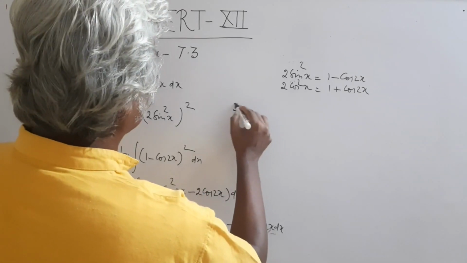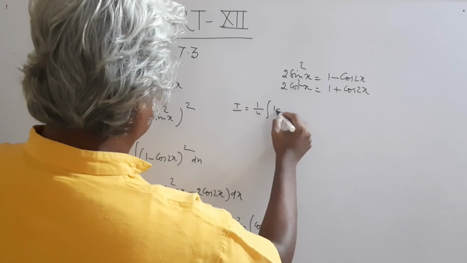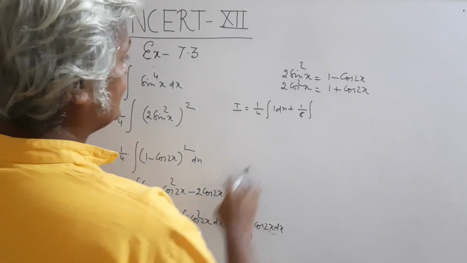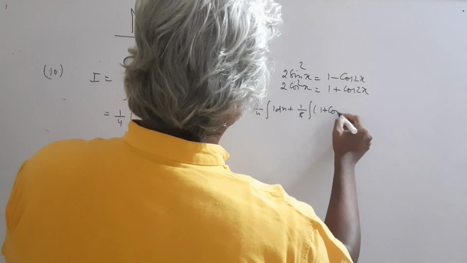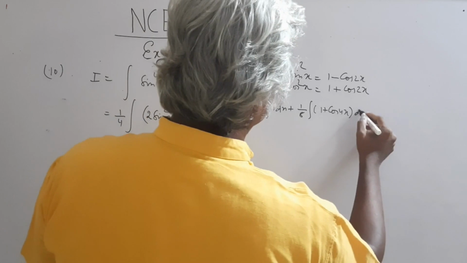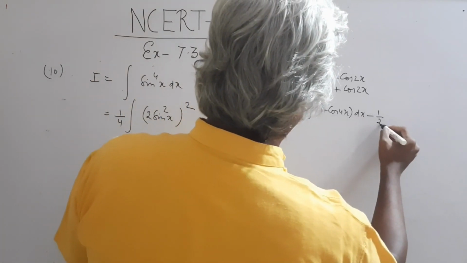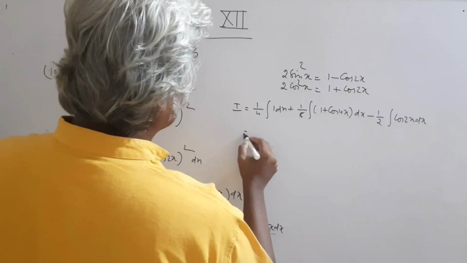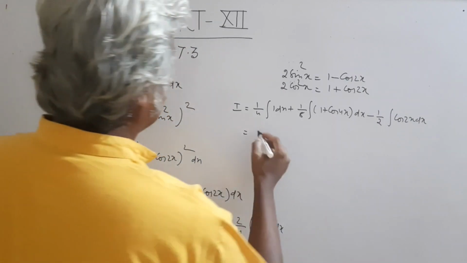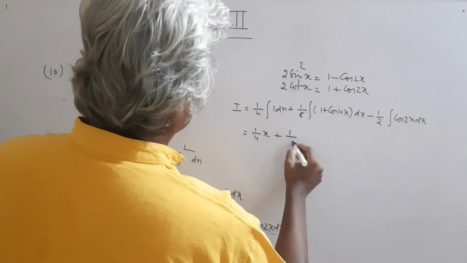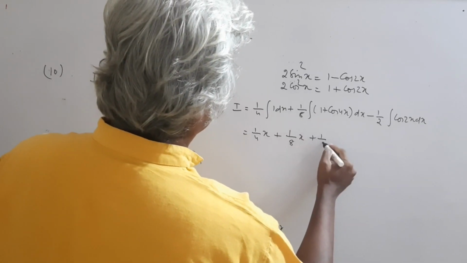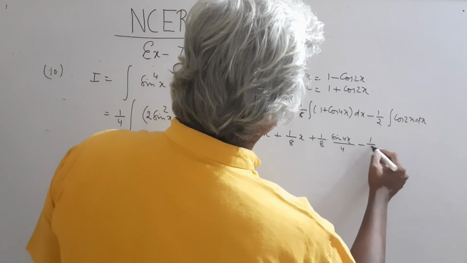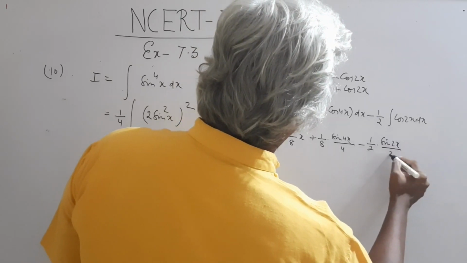So my integral now will become the integral of 1 by 4 1 dx plus 1 by 8, that is integral of 2 cos square 2x, which gives you 1 plus cos 4x dx, and minus 1 over 2, that is 2 by 4 actually, integration of cos 2x dx. Now let me simplify, or I can do it directly there just to save some space. So this integration gives 1 by 4 x plus 1 by 8 x for this part, and 1 by 8 integration of cos 4x gives you sine 4x over 4, minus 1 by 2 sine 2x over 2, plus c.